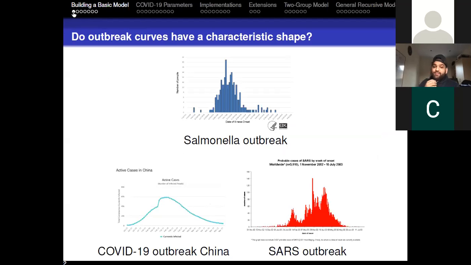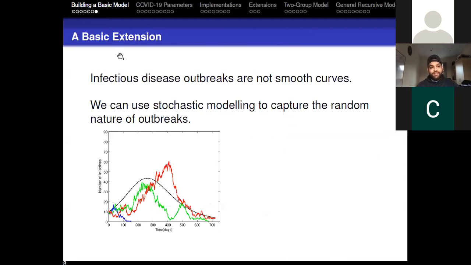Yeah, so as you can see, real life data doesn't actually look like the smooth curve that we had in our SIR model. There's this jaggedness in the graphs. If you go back to the last slide, that's because infectious diseases are inherently random. There's this random nature to the outbreaks.